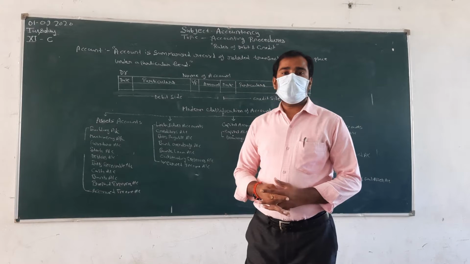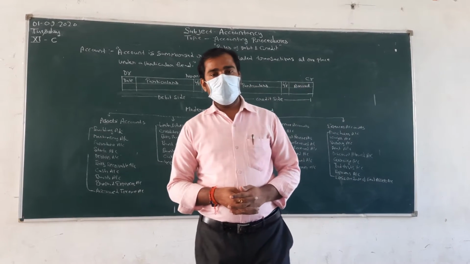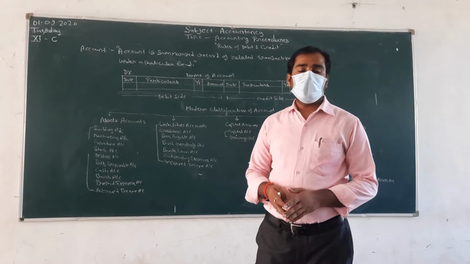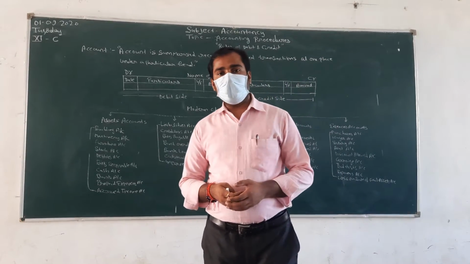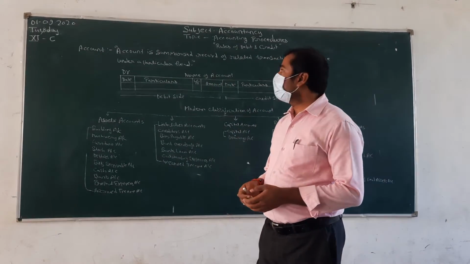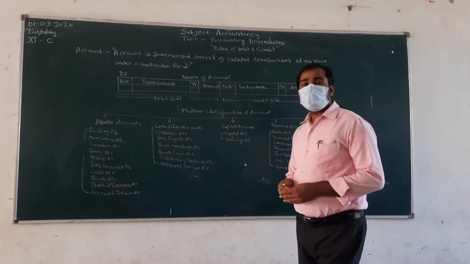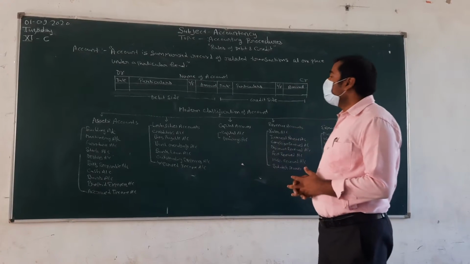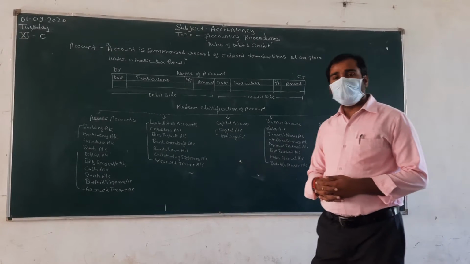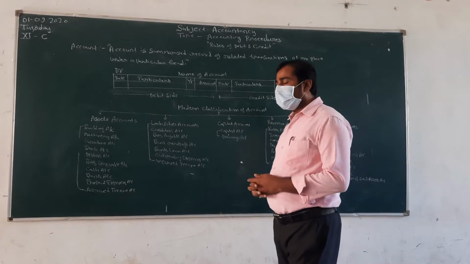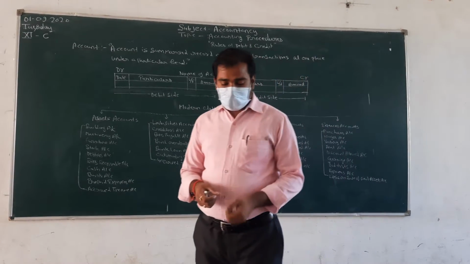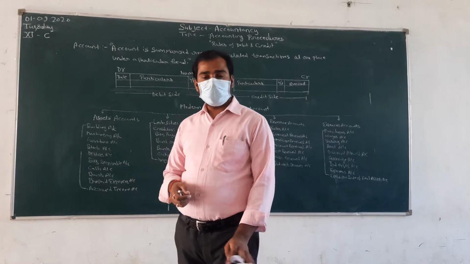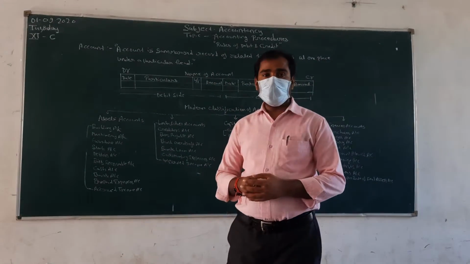Today I am going to teach you a new topic of a new chapter. First of all, I am just going to tell you about our new chapter. Our new chapter name is Accounting Procedure, Rules of Debit and Credit. Before starting on this chapter, let me tell you that all the transactions are based on dual aspect.